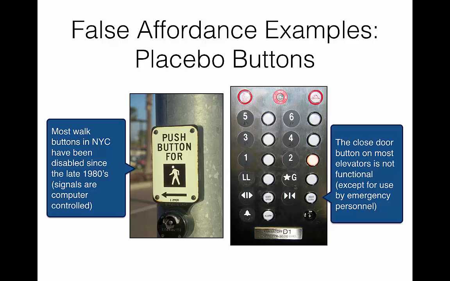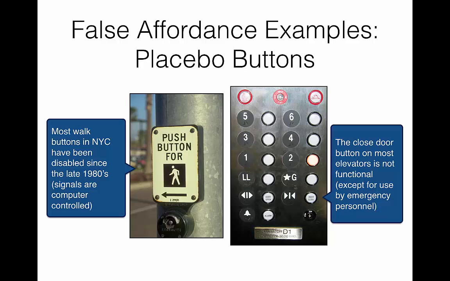Placebo buttons are a great example of false affordances. A placebo button does nothing when you press it, but the very fact that the button is there makes you think it is doing something. Here are two good examples. In the 1980s, most of the walk buttons in New York City were disabled. Nearly all of the signals are controlled by computers, but the buttons are still there, and people still press them.